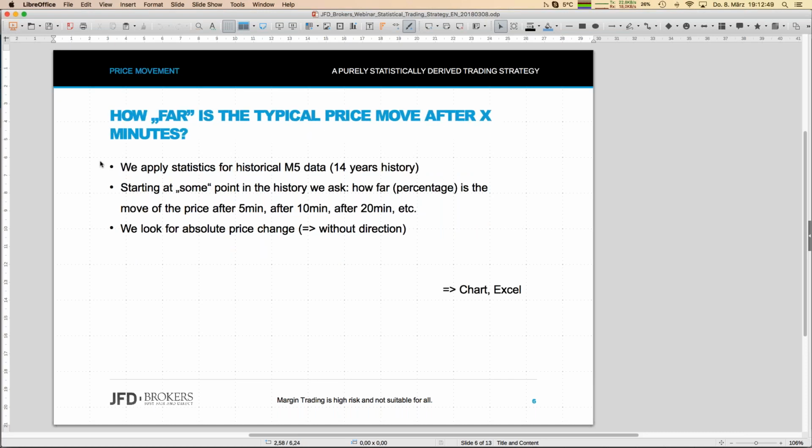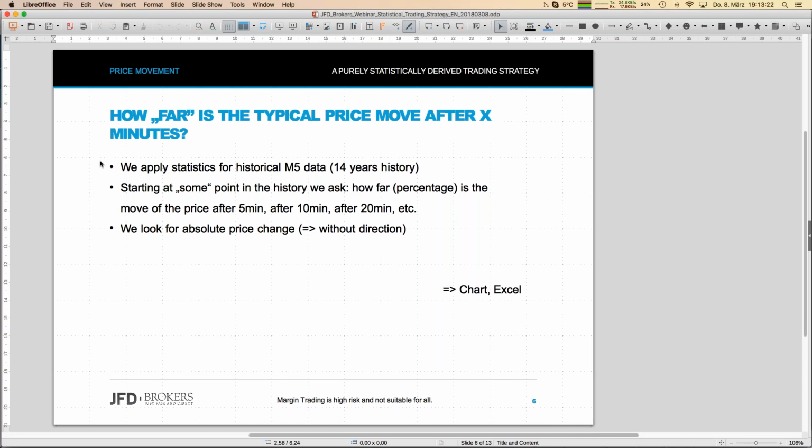But now the question is, how far is typical price moving after X minutes? And to tell you how I get those numbers, what I did is simply I downloaded historical data, M5 data, with a history of 14 years, so really a long history. In numbers, that means it's about 1 million candles. So it's a huge number, so that's real statistics.